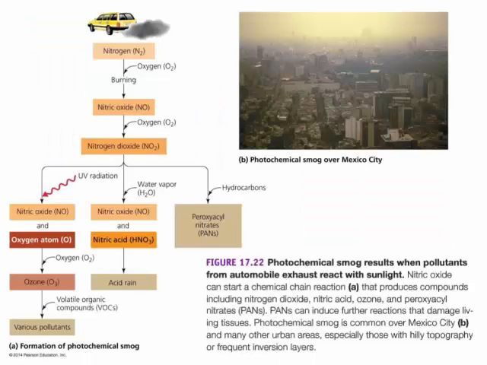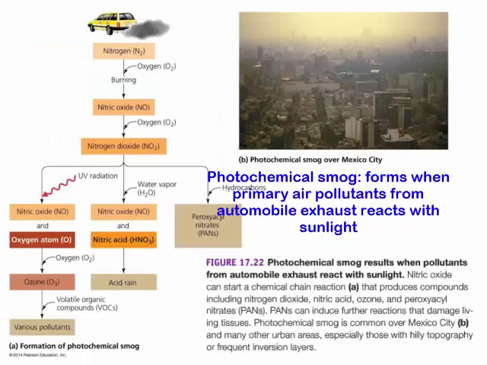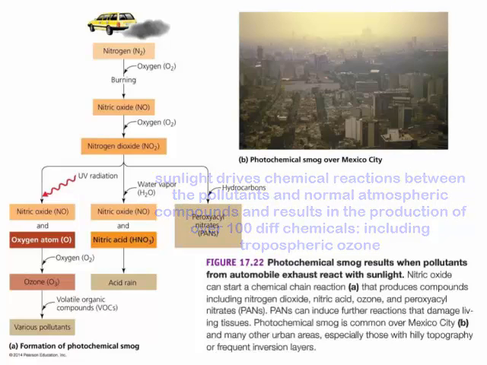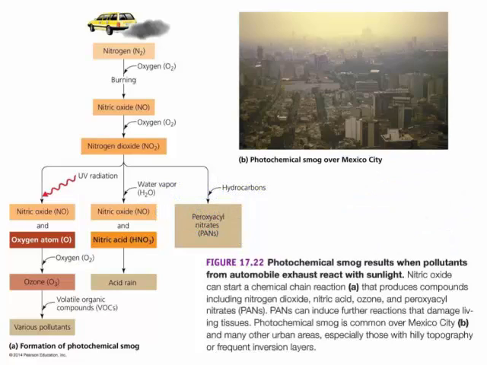The second type of smog is photochemical smog. This type of smog forms when primary air pollutants from automobile exhaust react with sunlight. The sunlight drives chemical reactions between the pollutants and normal atmospheric compounds and results in the production of over 100 different chemicals, with tropospheric ozone being the most abundant of the compounds produced. Photochemical smog can also be exacerbated by thermal inversion, which is why Mexico City, a city that is both in a warm climate and in a valley between mountains, suffers from photochemical smog.